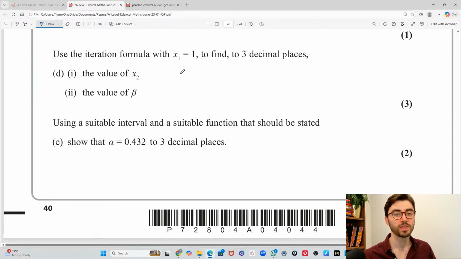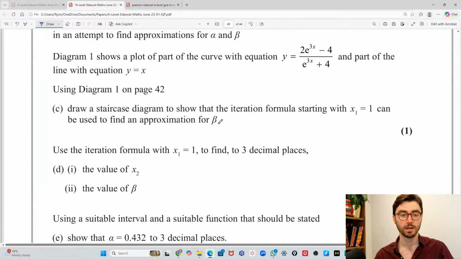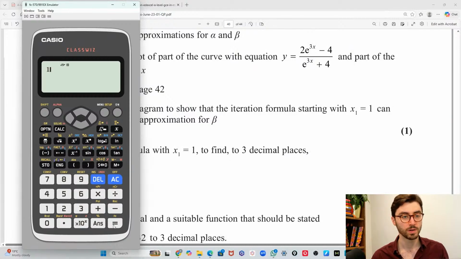Use the iterative formula with x equals 1 to find, to 3 decimal places, x2, and then beta. Find to 3 decimal places the value of beta, so that's when it agrees. This is where I am actually going to take the calculator out and show you what's going on. We start with x equals 1, so I type 1 equals. Then I type in 2e to the Ans, all minus 4, over e to the Ans plus 4.